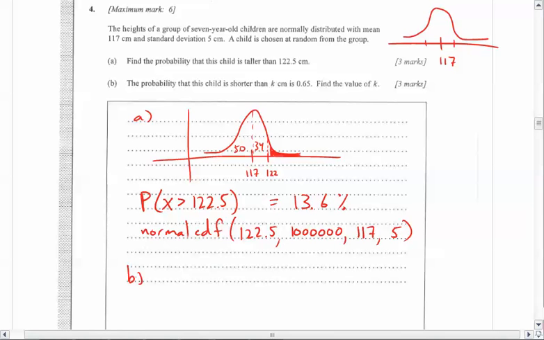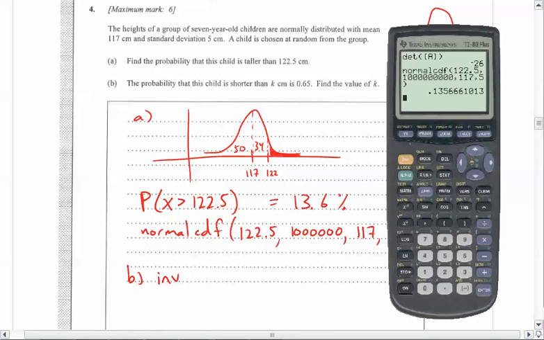Now B, find the probability that the child is shorter. Okay, you're given the probability that the child is shorter than k centimeters is 0.65. Find the value of k, so that's going to be the inverse normal. So let's see, what does that function look like? Go back to the catalog. Inverse normal of 0.65 if the mean is 117 and the standard deviation is 5.